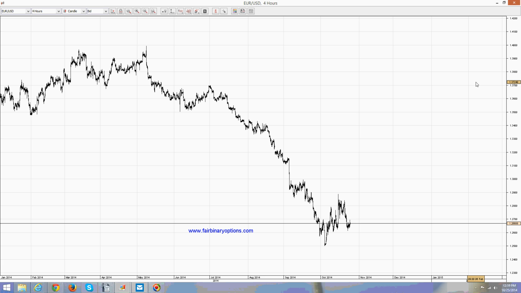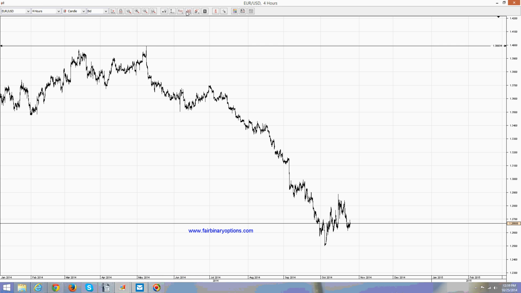Now this is the Euro US dollar, the 4-hour chart, and I zoomed out the chart as much as possible in order to see as many candles as possible, because I think that we are at an important crossroads in the Euro US dollar, and a bit more continuation to the downside is needed.